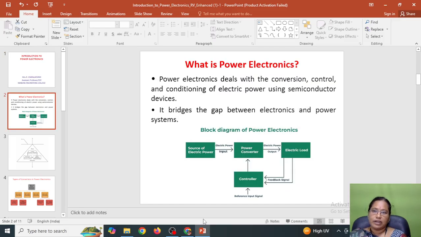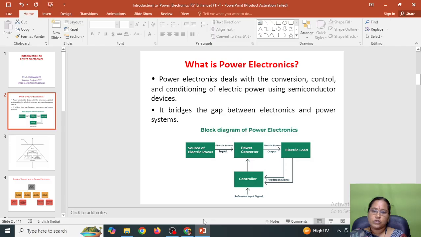First, what is power electronics? Power engineering consists of power generation, transmission and distribution. The power equipments are controlled by using semiconducting devices. That is, power electronics deals with the conversion, control and conditioning of electric power using power semiconducting devices. It also bridges the gap between electronics and power systems.